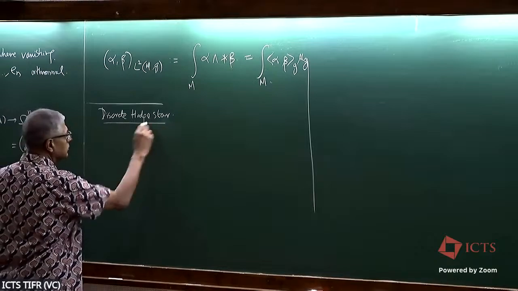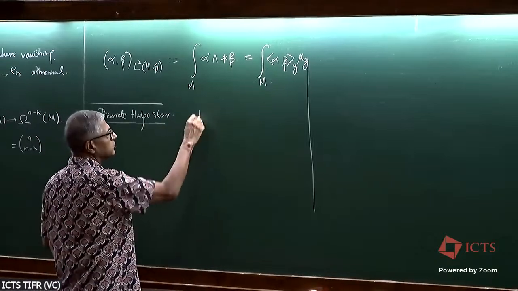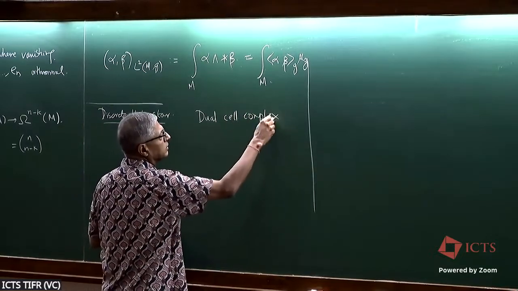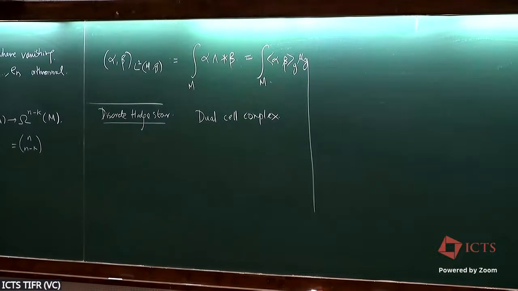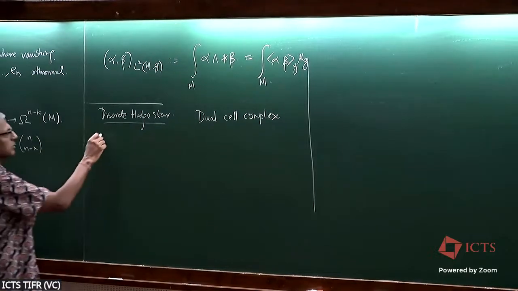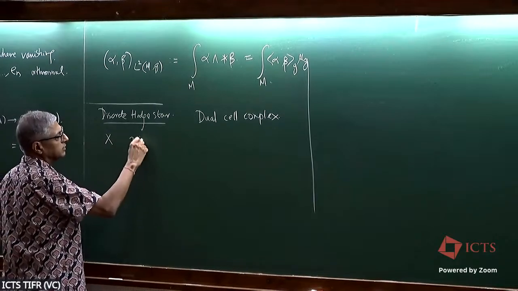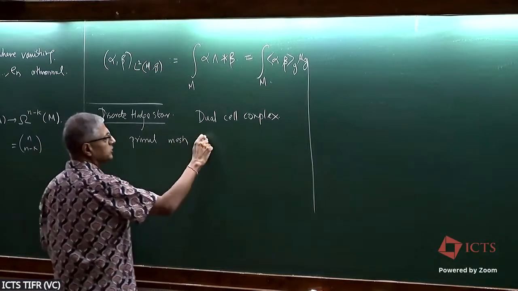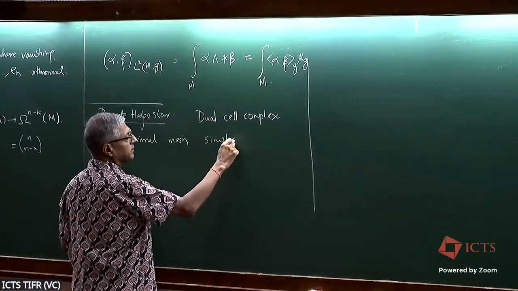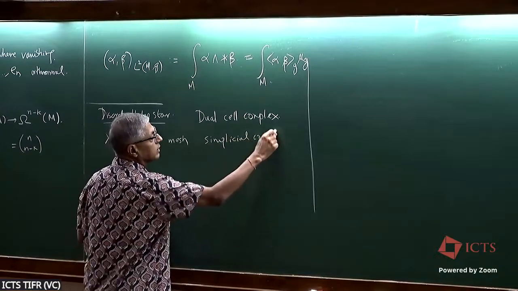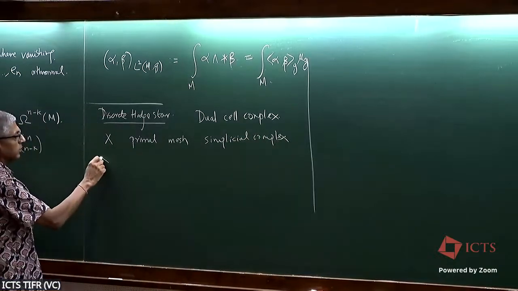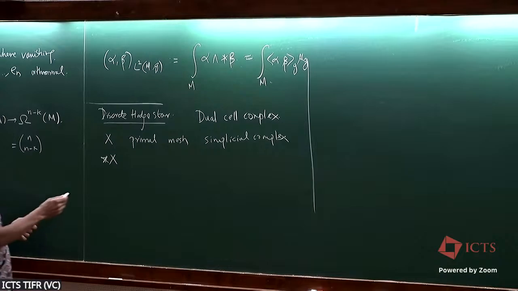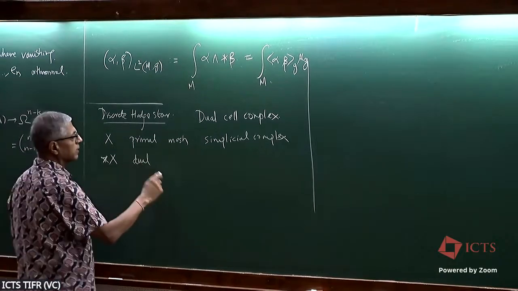This discrete Hodge star will be done by introducing a dual cell complex. So what we had originally, X, we will call the primal mesh or primal simplicial complex. So X is always for us a simplicial complex. But its geometric dual, which I'm about to define, we will write as star X. We'll call this a dual cell complex.